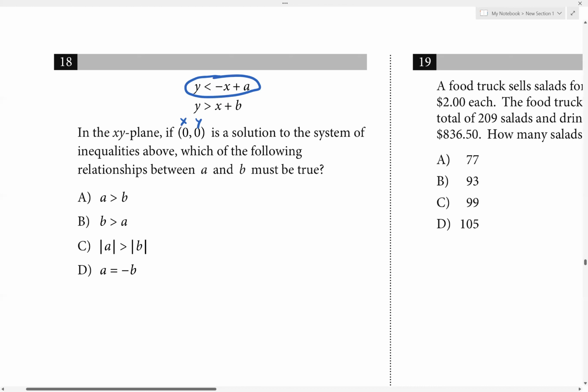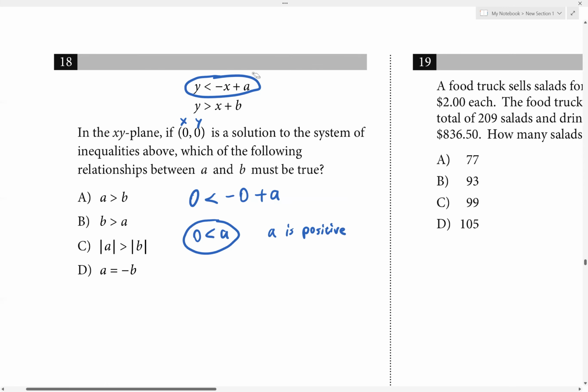If you plug into the first inequality, the y value 0 is less than negative x, which is 0, plus a. Okay, and we simplify this, see what we get: negative 0 is nothing, right? So it'll just be 0 is less than a. Okay, so that's what we have from the first inequality, right? 0 less than a means a has to be a positive number, because a is bigger than 0. So from this inequality, we know a is positive.